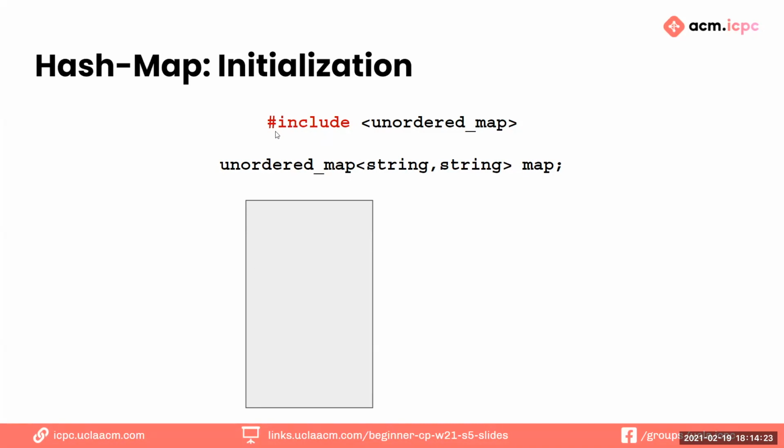So here I initialize a hash map, which C++ calls an unordered map. And so initializing, you do unordered map, string, string, and then whatever name you want. I'm just choosing map. And this means you want the key to be a string type and you want the value to be a string type. That's why I have 2 strings right here.